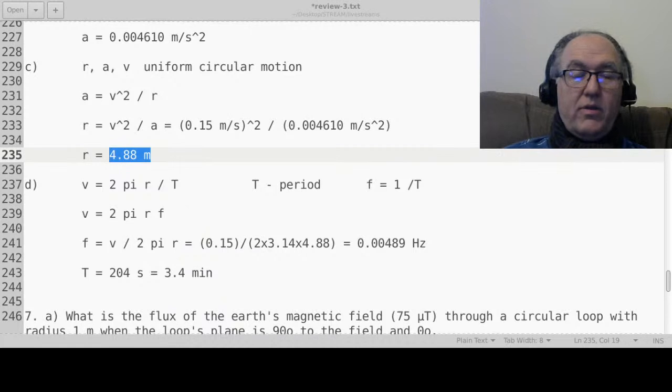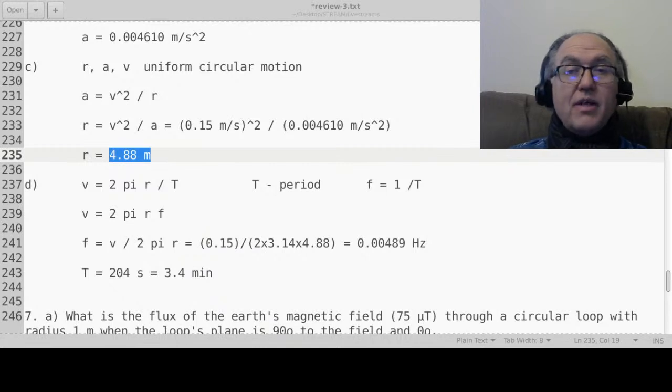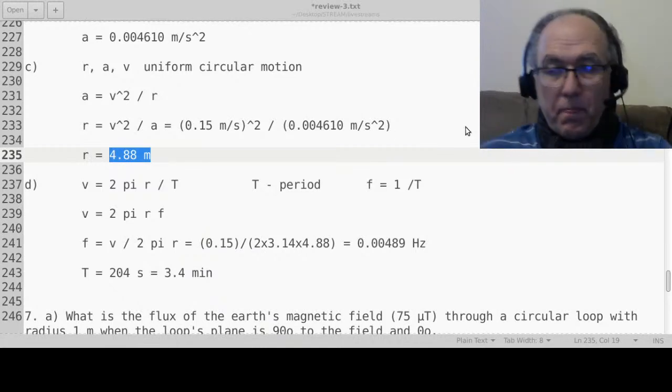Okay, so there you go. There's the cyclotron radius and cyclotron frequency for this charged droplet. All right, see if there's any questions in the chat here.